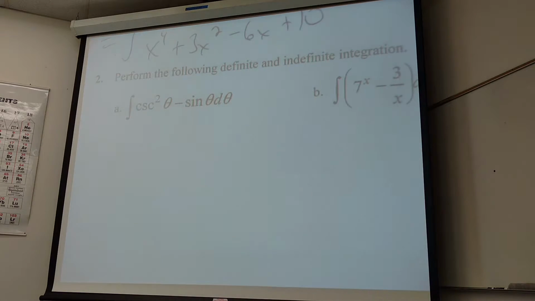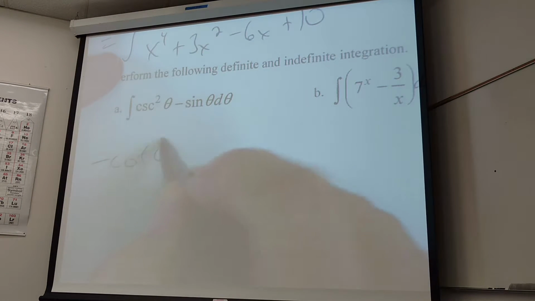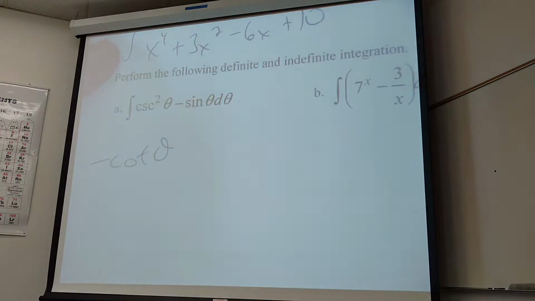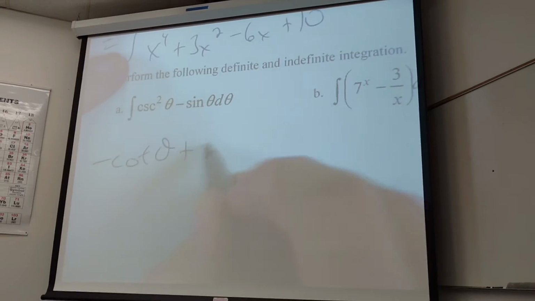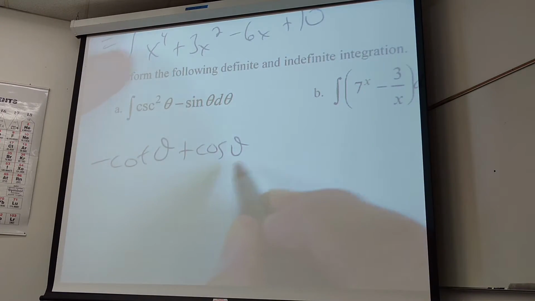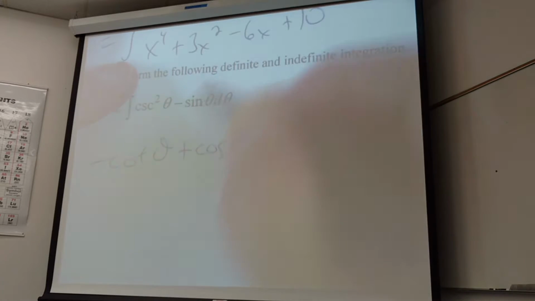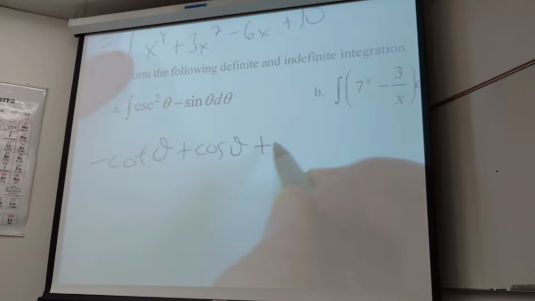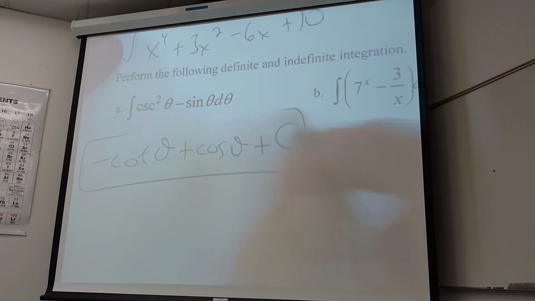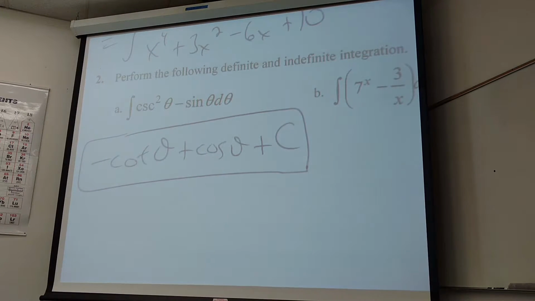You could maybe break it up and do some weird identity stuff, but it's just a direct one-liner. Negative cotangent theta, and of course plus cosine theta, because the derivative of cosine theta is negative sine theta, and of course your infamous plus c. So pretty cool with that one? You got to remember your trig derivatives, right? You got to know those, so you can do your integrals quickly.